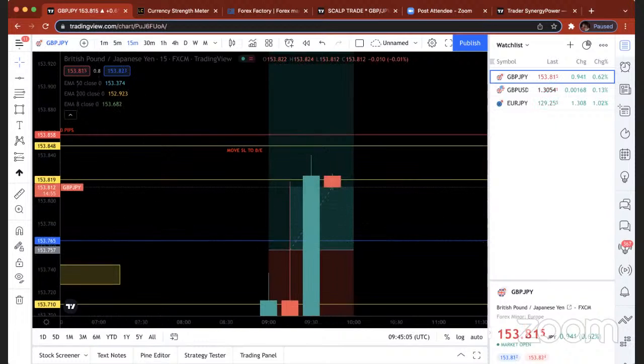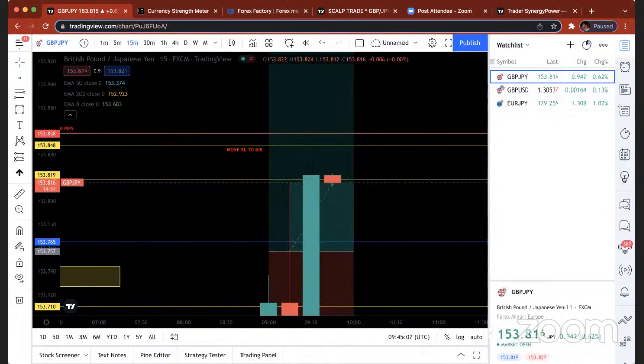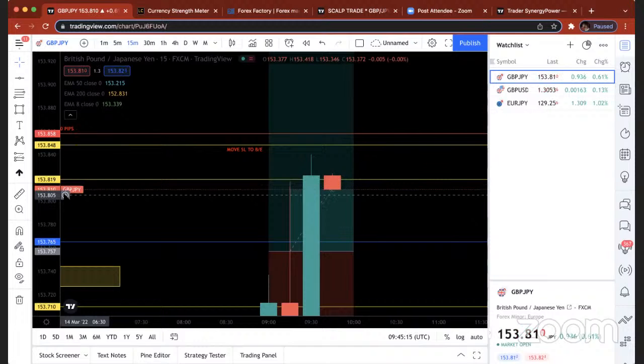Open above, it's rejecting. All right, move your stop loss to break even right now. Stop loss to break even. Risk-free trade, stop loss to break even. Stop loss to break even, you guys.